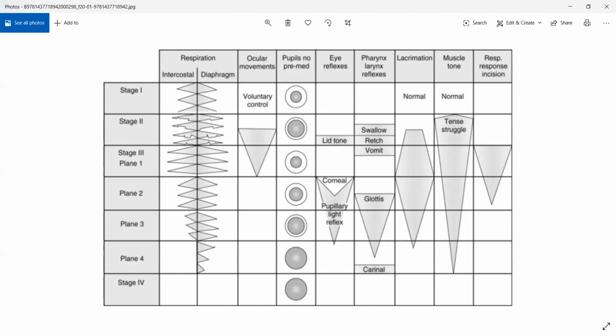Now, the stage of analgesia will include a condition where reflexes of the patient along with respiration are normal. Now, let's suppose I take a small scalpel, I hope you know what a scalpel is.